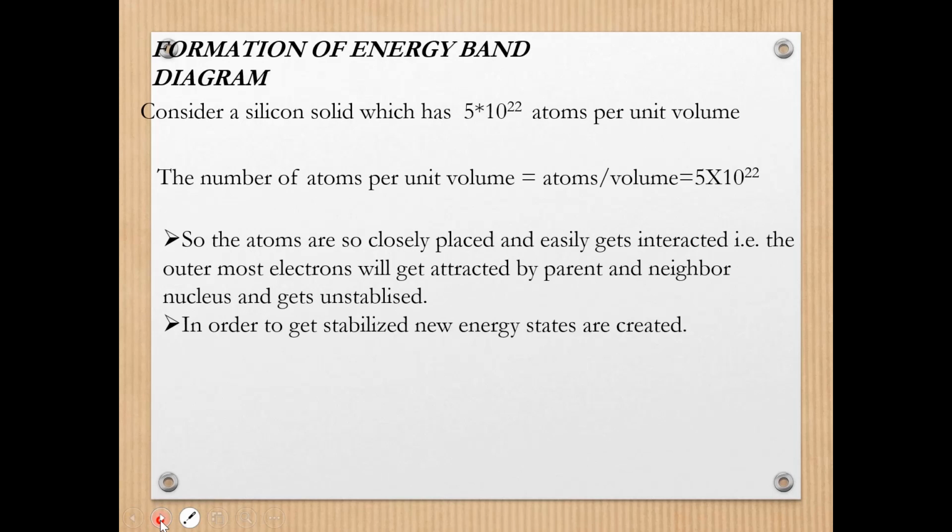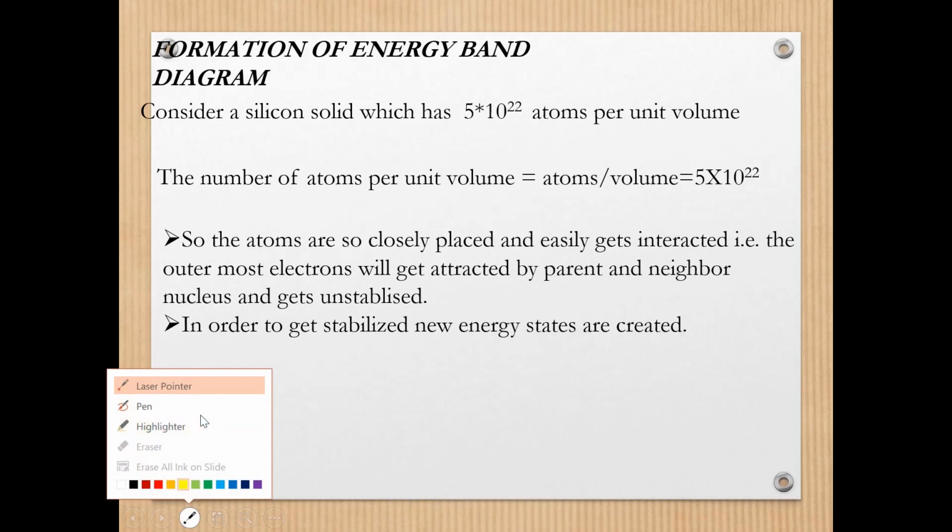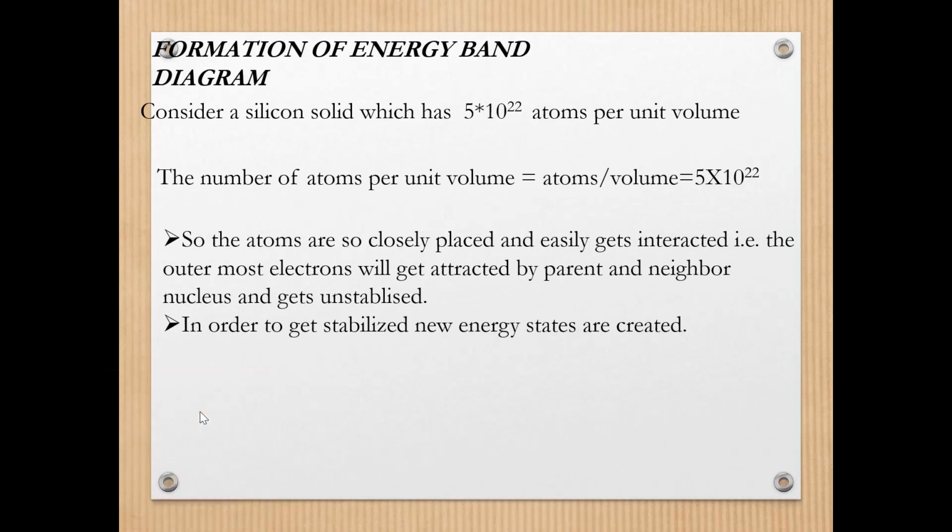Then the final point is the formation of the energy band diagram. So let us consider a silicon solid which has 5 times 10 to the power 22 atoms per unit volume. I will give it diagrammatically.